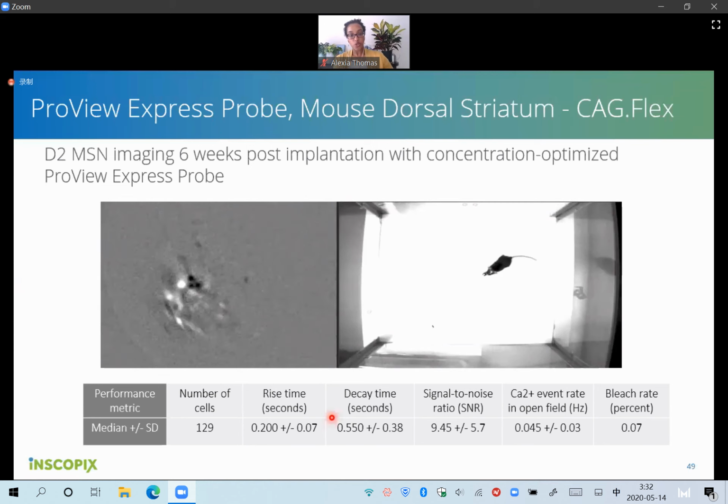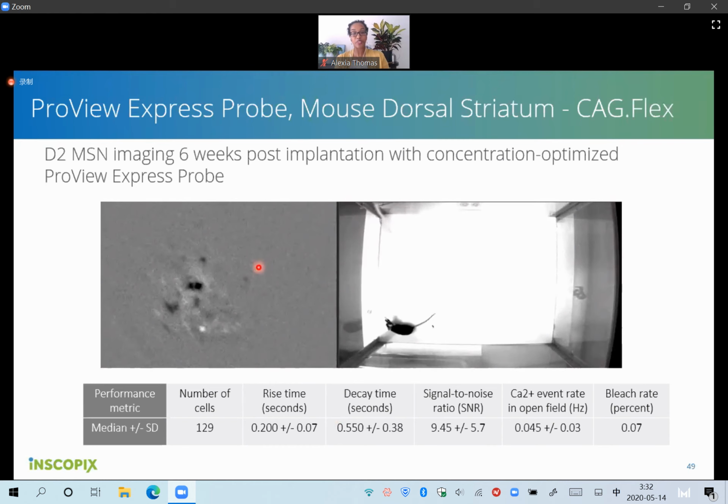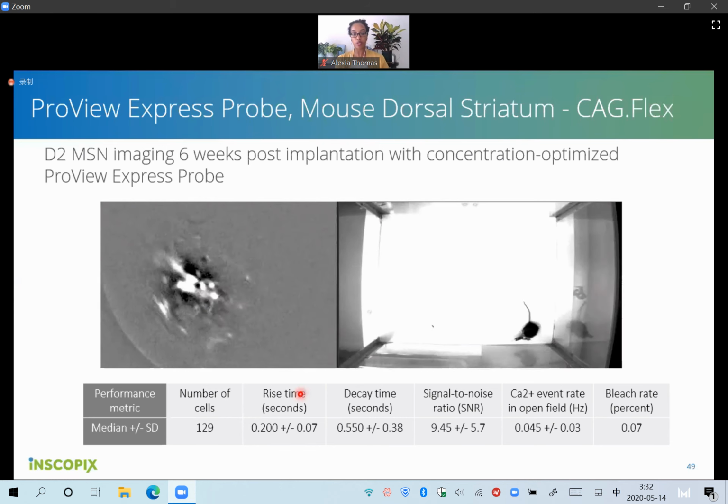And here to show you some of the data from our R&D team. This is the work of Dave Chang, and he does make some beautiful recordings of the dorsal striatum. This is D2 medium spiny neuron imaging 6 weeks post-implantation with one of these ProView Express probes. And on the right, you have the corresponding mouse behavior. And overall, whenever we do any of these RTIs or the ProView Express probe, we also give you the important numerical data that you would be interested in, like the kinetics, the number of cells, reach rate, or event rate as well. And you can see that listed here and below.